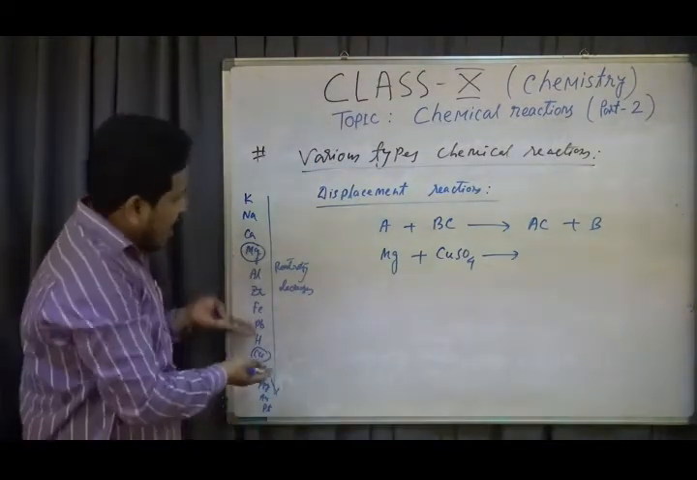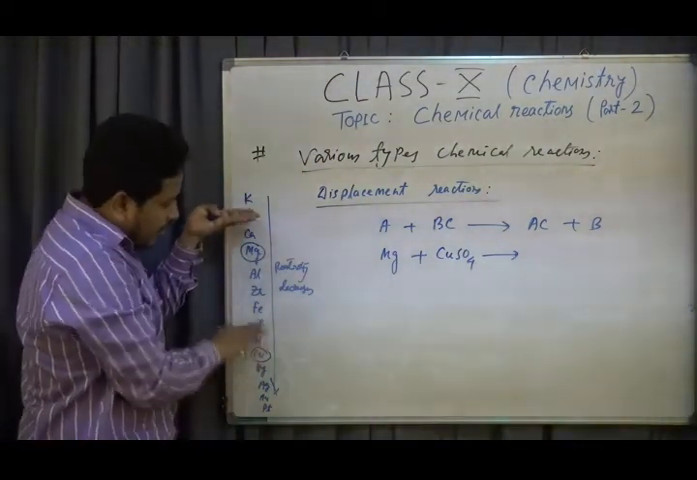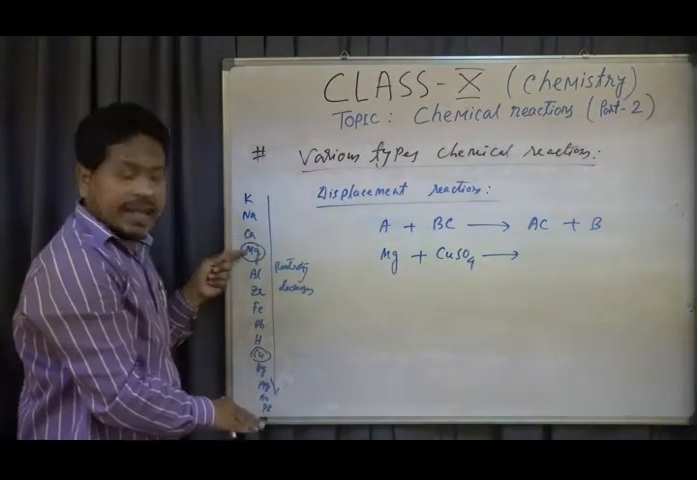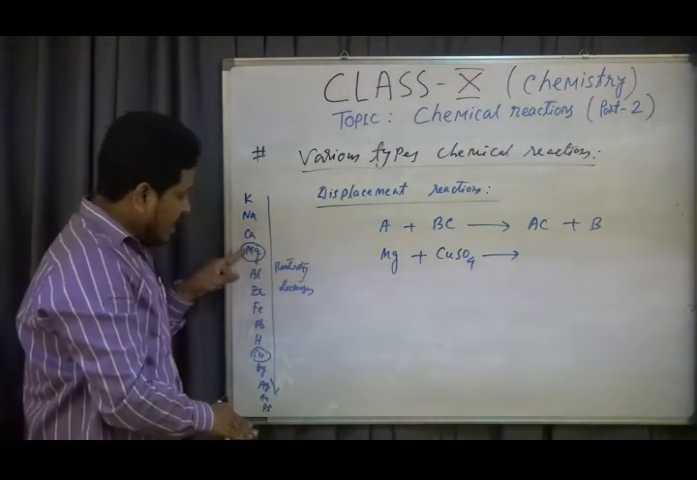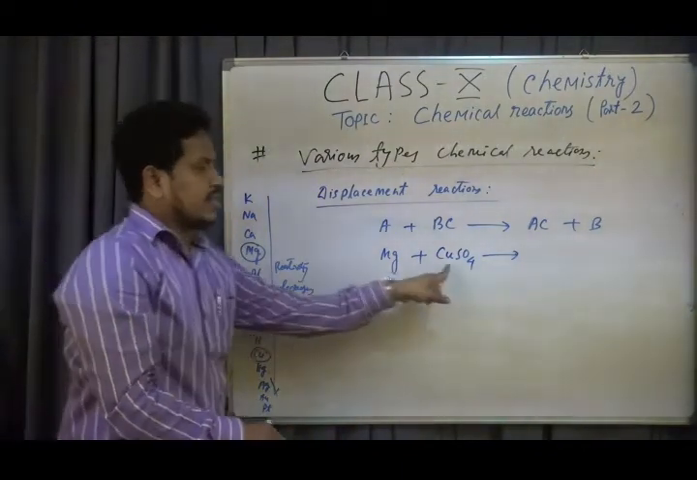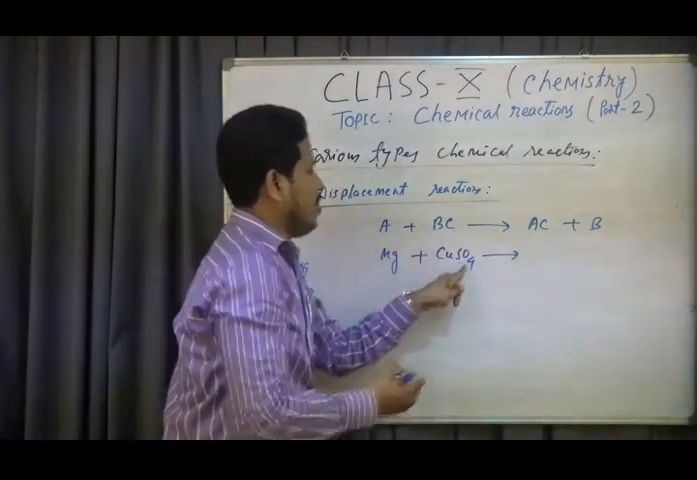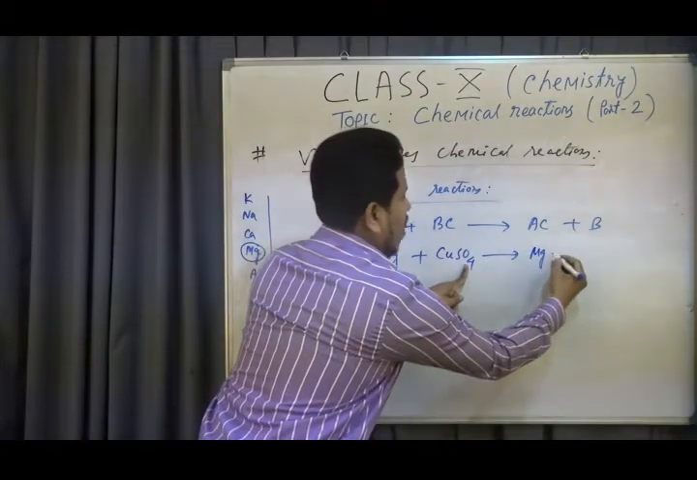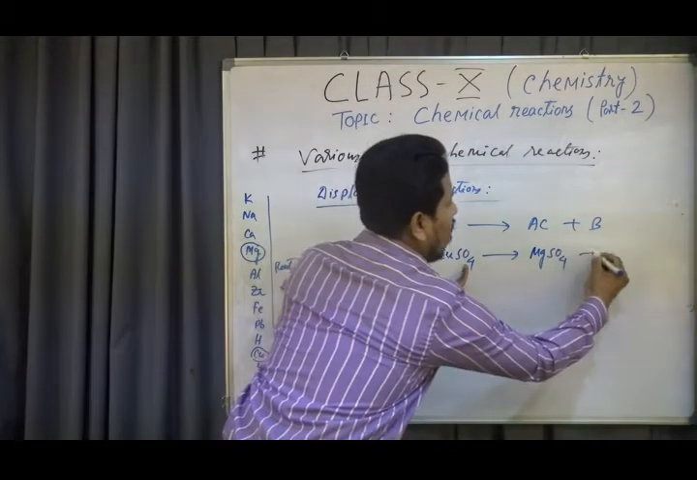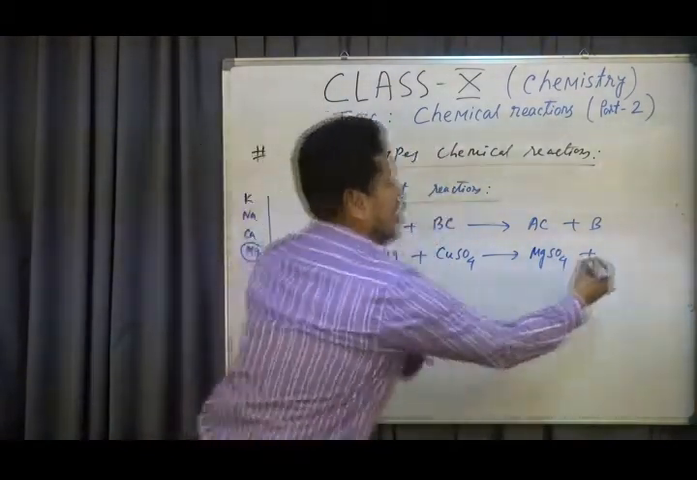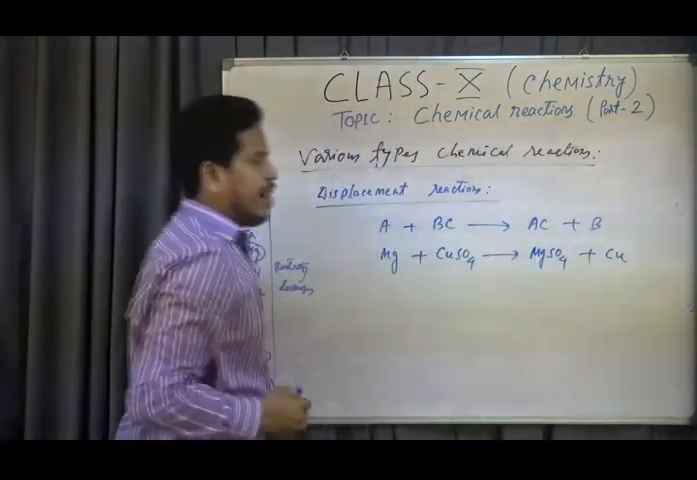As magnesium is above in the activity series and copper is below, magnesium is more reactive than copper. So magnesium can displace copper from copper sulfate. So what is the product? Copper will be displaced, so magnesium sulfate will be formed, plus copper is displaced. This is the displacement reaction, my dear students.